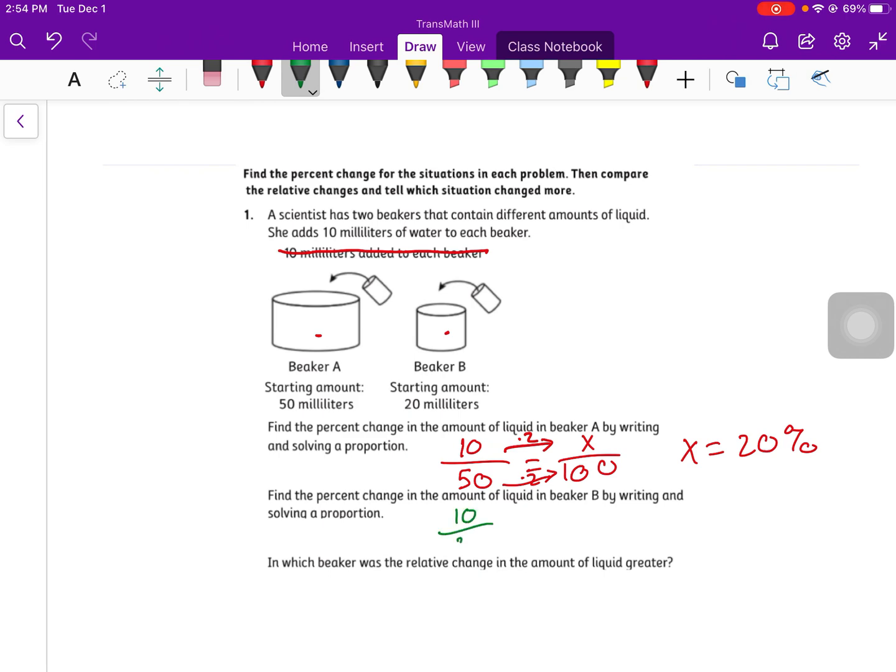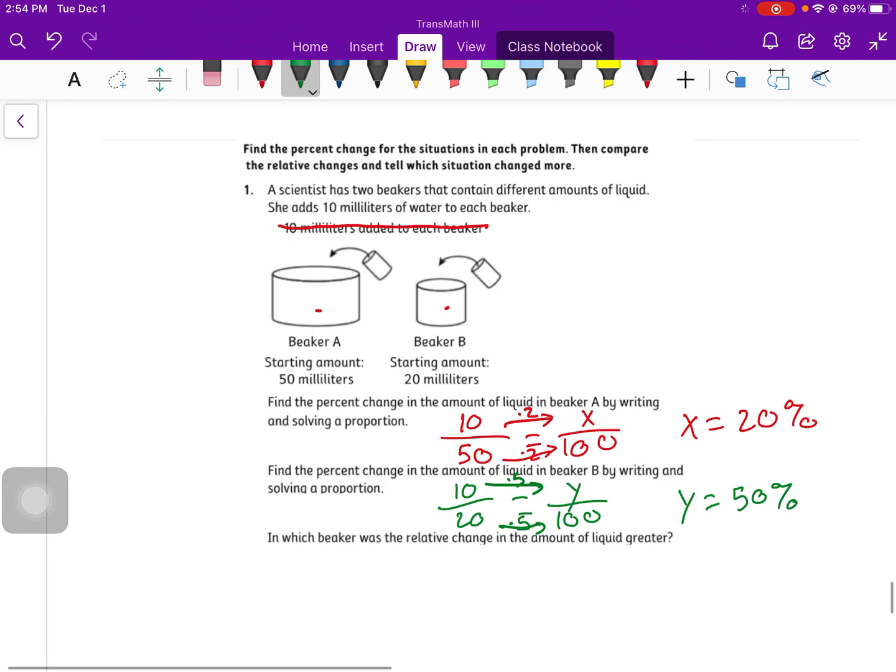Started with 10, or changed with 10, started with 20, so 10 out of 20 equals a percentage. I can't use x because x is already being used in this problem, so pick a different letter. I'll pick y. I'm going to multiply by 5 going across this way. You could have divided by 2 going from bottom to top. That's going to be 50%.